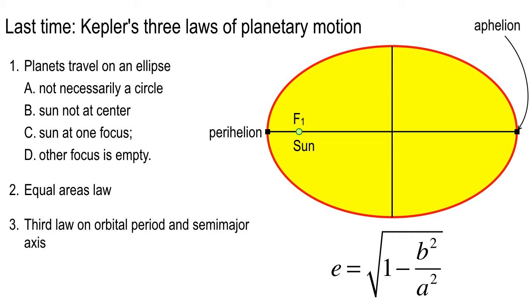Now, the other two laws are the equal area law, number two, his second law, and then the big one, the third law, that relates orbital period and the semi-major axis. And that's the law that we're going to really think and talk about today. But before we do that, let me bring to your attention one more figure, figure 3 from the textbook.